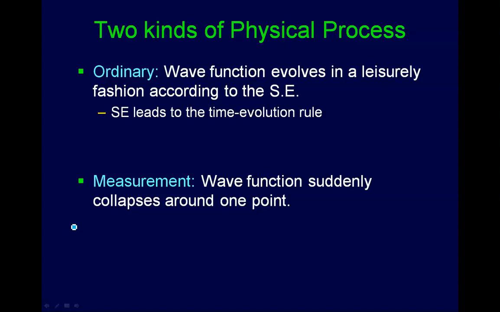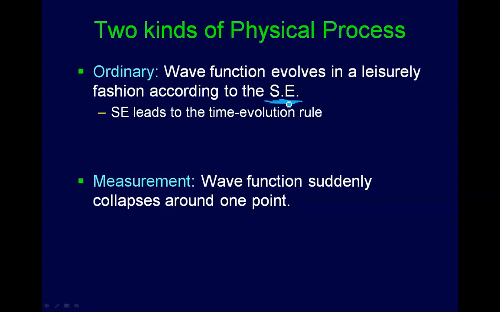Again, the Schrodinger equation is kind of like Newton's law for quantum mechanics, and that's the ordinary case. And then there's when there's a measurement, where everything sort of stops. The wave function suddenly collapses around one point, and then things again evolve according to the Schrodinger equation. This is really weird. This is probably one of the things that troubles most people about quantum mechanics.